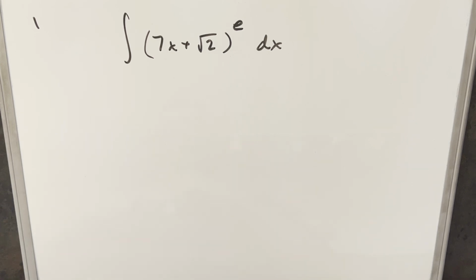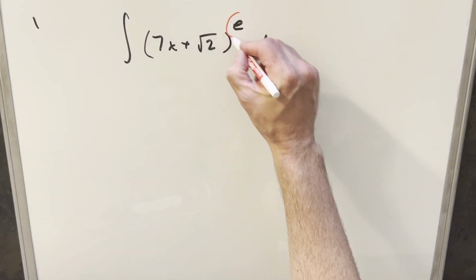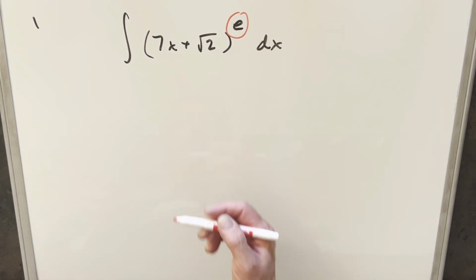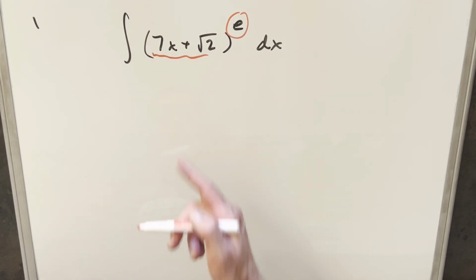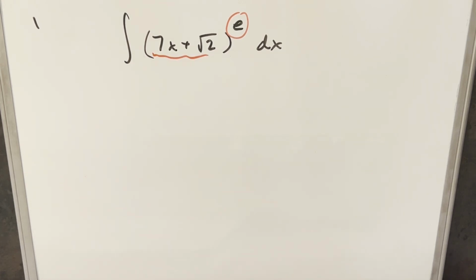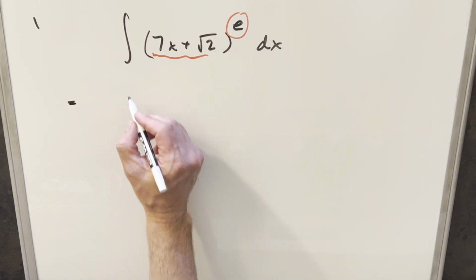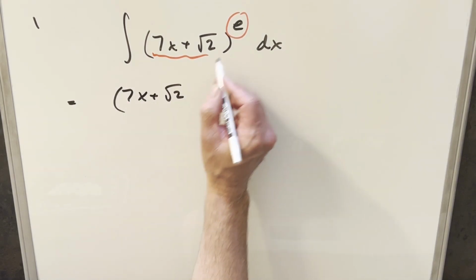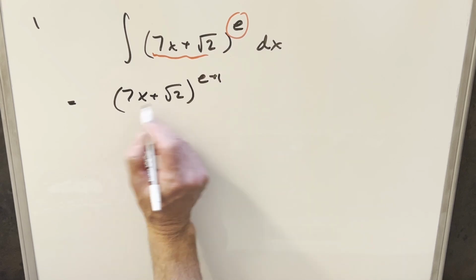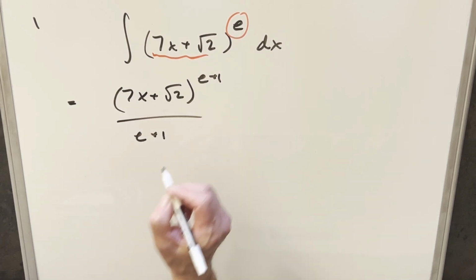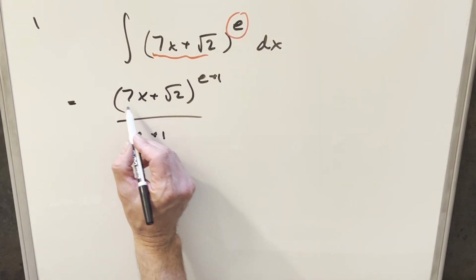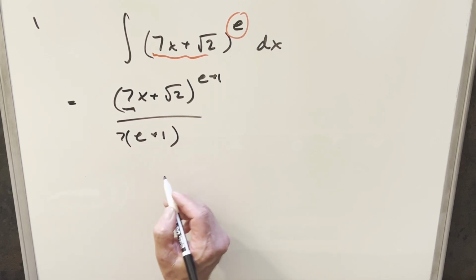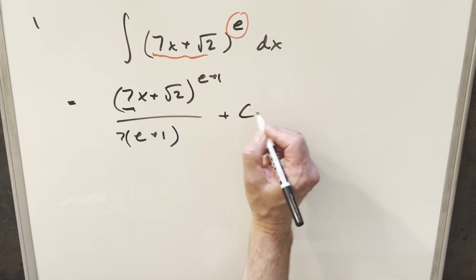So just to get started, for problem number 1, we've got e as a constant in the exponent, so what we can do is basically just do power rule on this. You could do a u substitution, but we're just going to do it in our head here. So to do this with power rule, we just do it in one step. We'll bring back everything here, 7x plus square root of 2, add 1 to the exponent, divide by the exponent. But again, because we're doing the u substitution in our head, we'll just bring out this 7 in the denominator, so we'll write it as 7 times e plus 1 there, plus c, and that's it.